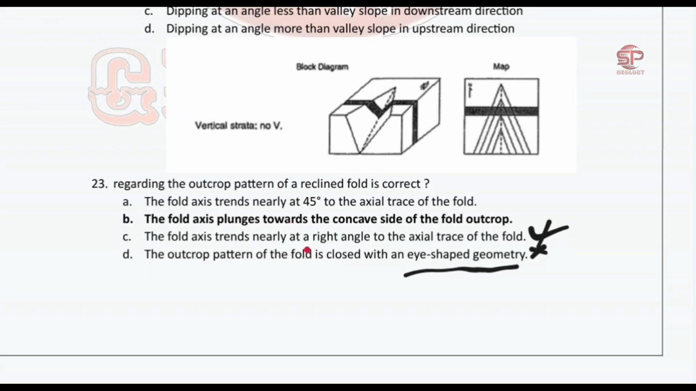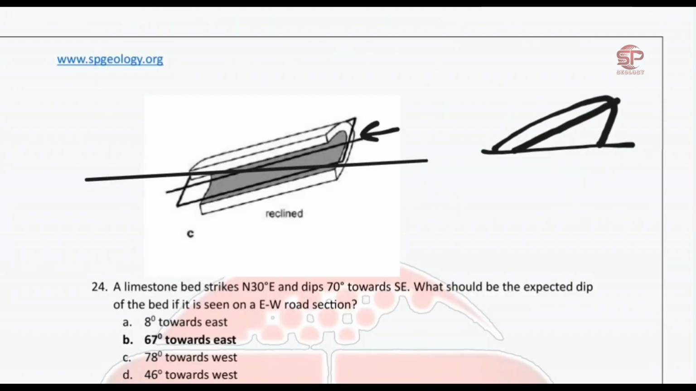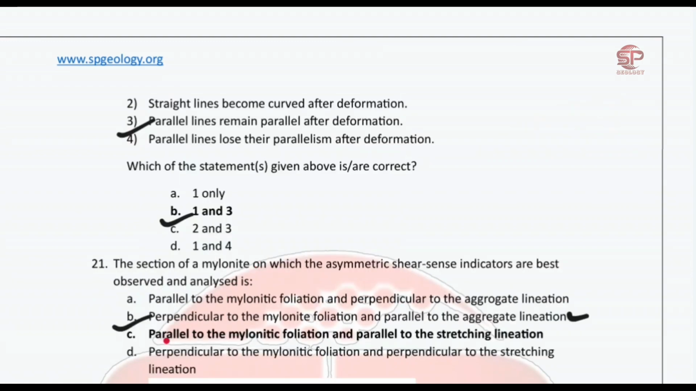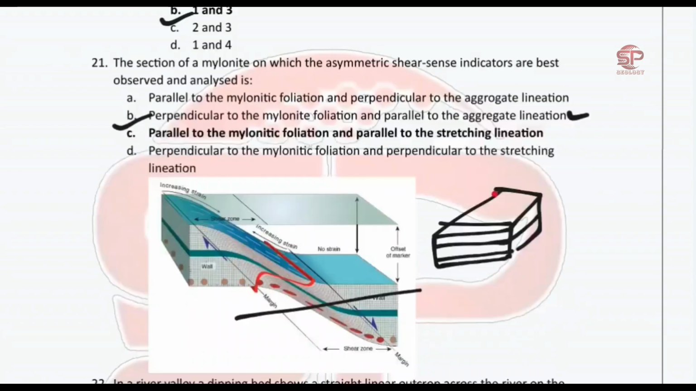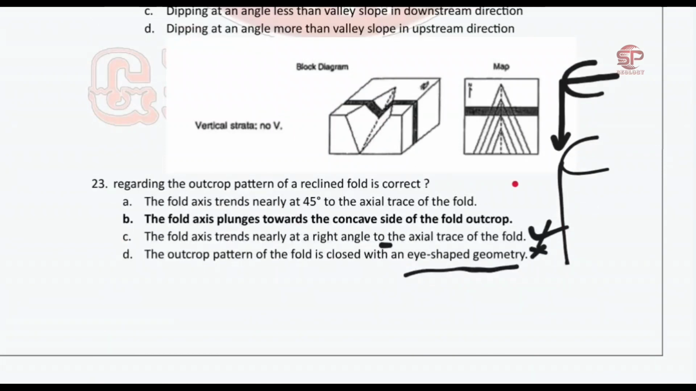And in all other cases, suppose in case of a vertical fold, it will outcrop like this, and this will be the axial trace, and the fold axis plunges perpendicular, 90 degrees, to the axial trace. So this case is more like a vertical fold condition, and it will not be appropriate for a reclined fold condition. So the answer will be B.